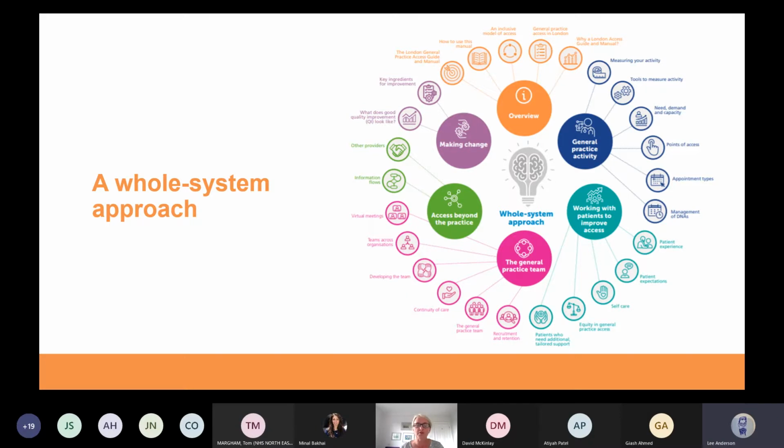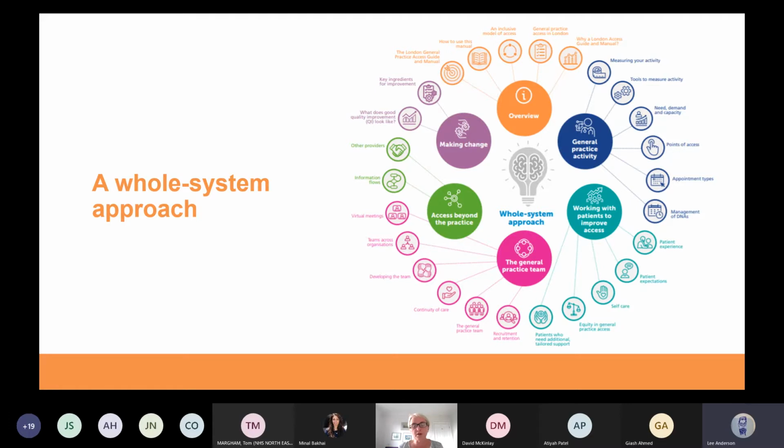And so this is where we hope the interactive guide and manual will help, so that you can dip in and out and ask, is this somewhere that we want to work? Is this somewhere that we'd like to improve? Both the guide and the manual include, in the appendix at the end, a number of suggestions of quality improvement programs or projects that you might want to do, and they're aligned to each of the components of this whole system approach.